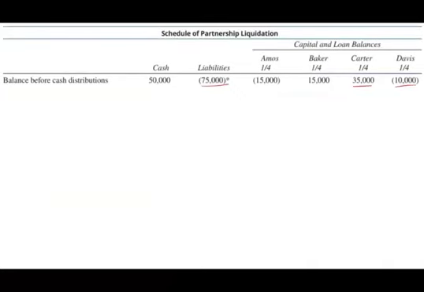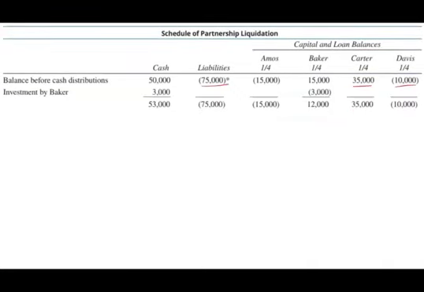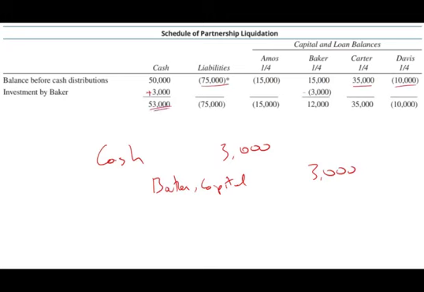So what's going to happen? We're going to increase cash by 3,000, and we're going to reduce his balance by 3,000. So basically, if you look at it from the journal entry, we debit cash 3,000, we credit Baker capital 3,000. And what that did, that gave us 53,000 in cash, and Baker's balance is now negative 12, not negative 15, negative 12. So that's all that Baker can do.